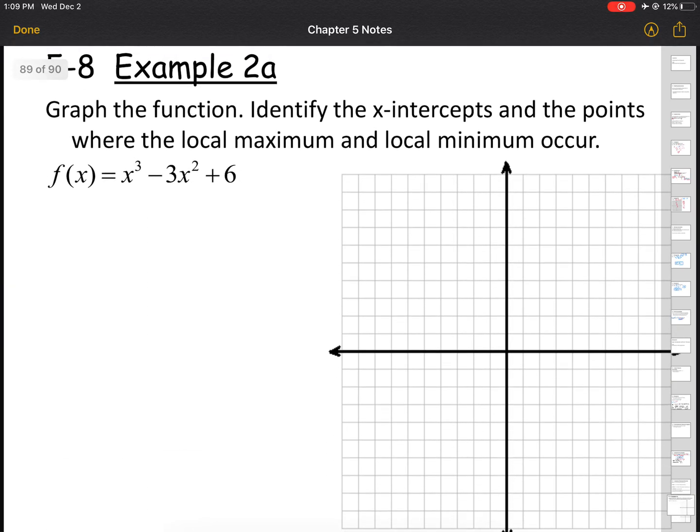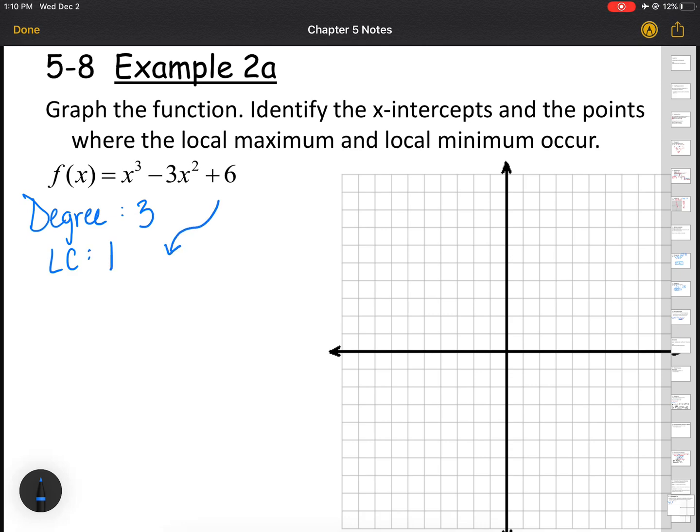So with these, we want to make sure that we have the graphing calculator ready. We're going to graph this function, and identify the x-intercepts and the points where the local max and local min occur. The first thing I want to do is think about the degree of the polynomial, or the highest exponent. That is 3 right now. And our leading coefficient, or LC, is 1, so that's positive. So we know it's going to look like a regular snake-looking kind of graph.